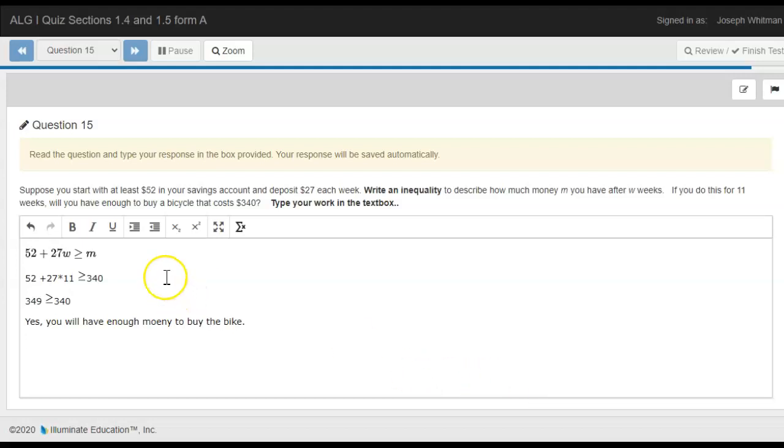This is a 4-point problem. 1 point for writing this equation, 1 point for showing this step, 1 point for your final answer, 1 point here. I don't have spell check on.